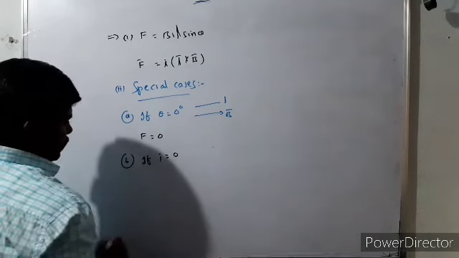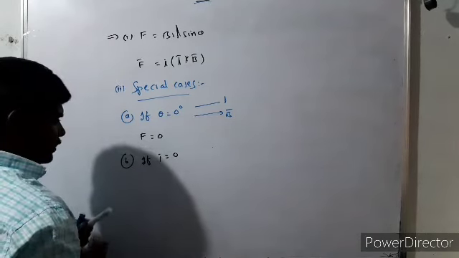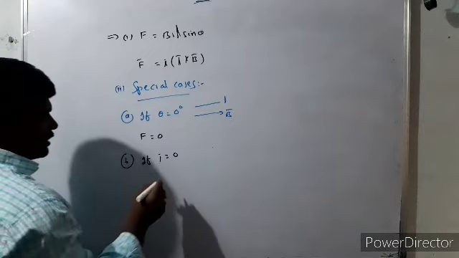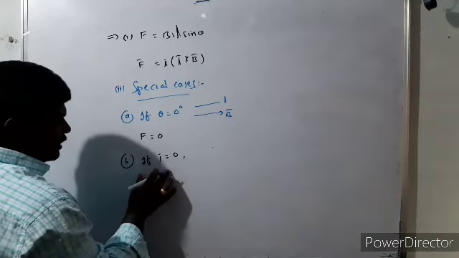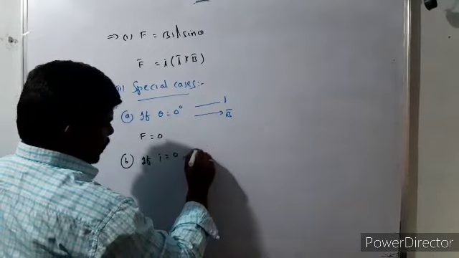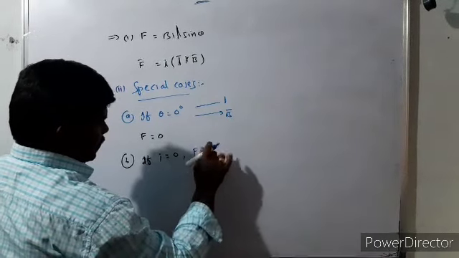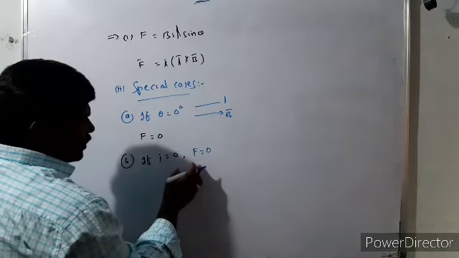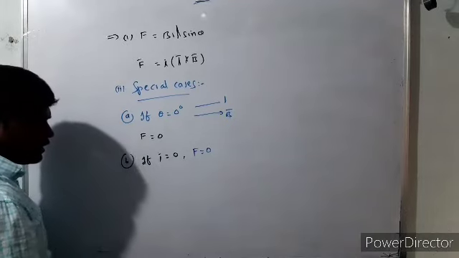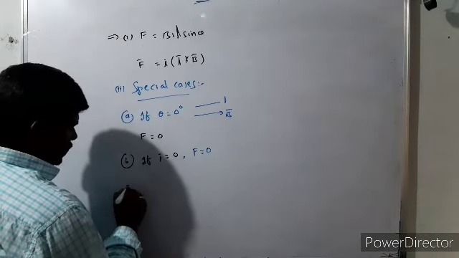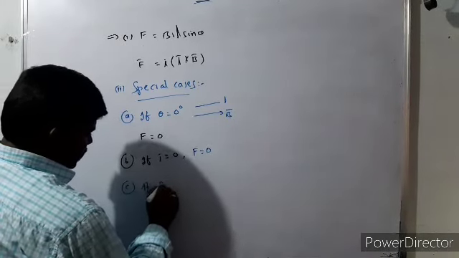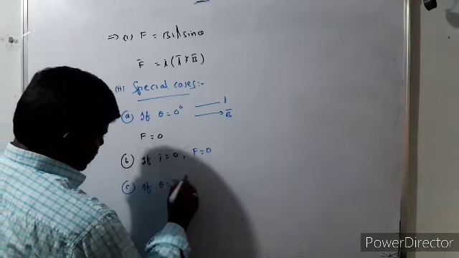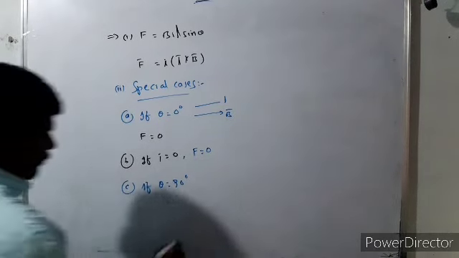Next, B: if I is equal to 0, there is a conductor in the magnetic field, but it is not carrying any current. The current in the conductor is 0. Now what is the force? 0. If there is no current in the conductor, the force acting on the conductor is 0.